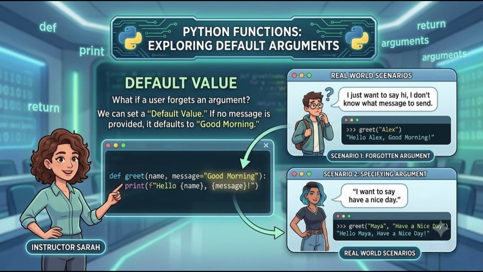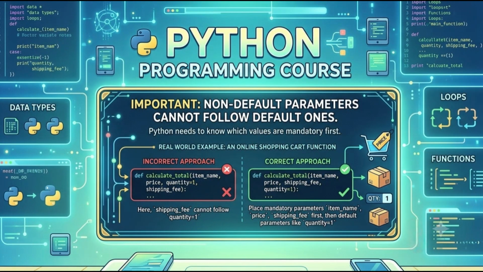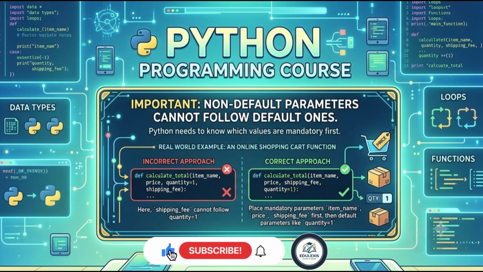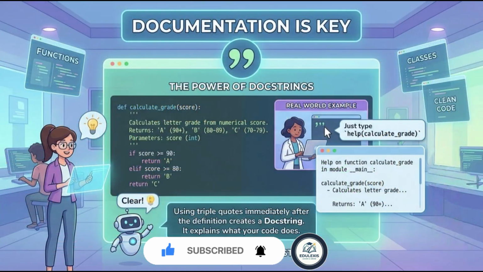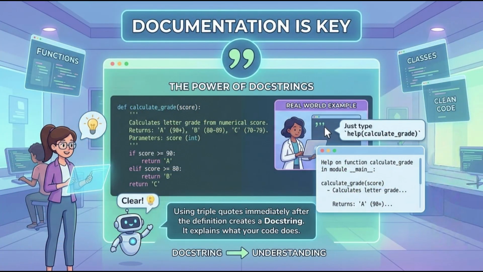What if a user forgets an argument? We can set a default value. If no message is provided, it defaults to good morning. Important: non-default parameters cannot follow default ones. Python needs to know which values are mandatory first. Documentation is key. Using triple quotes immediately after the definition creates a docstring. It explains what your code does.